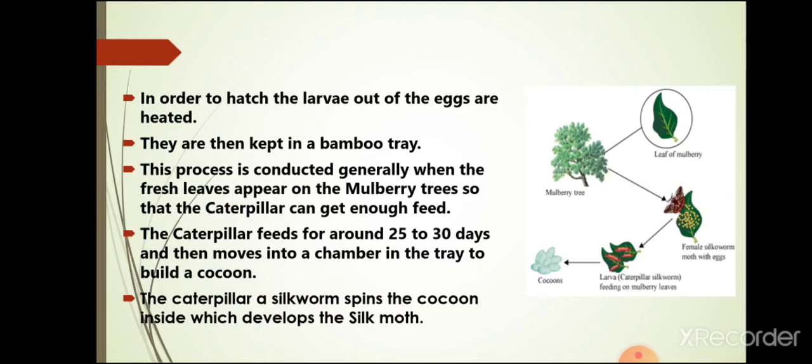After 25 to 30 days, the caterpillars stop eating and they move to a tiny chamber of bamboo in the tray to spin cocoons. Small racks or twigs may be provided in the trays so that the cocoons get attached to them. The caterpillar or silkworm spins the cocoon, inside which the silk moth develops. So this is the rearing of silkworm.